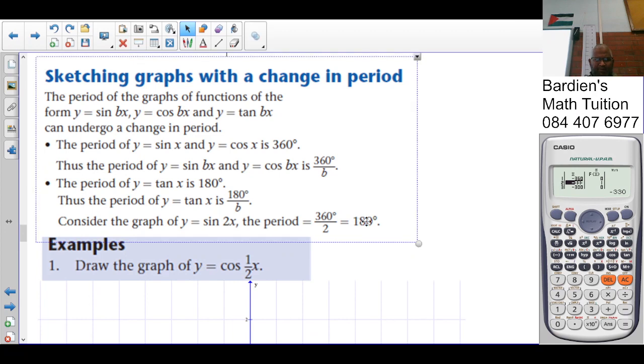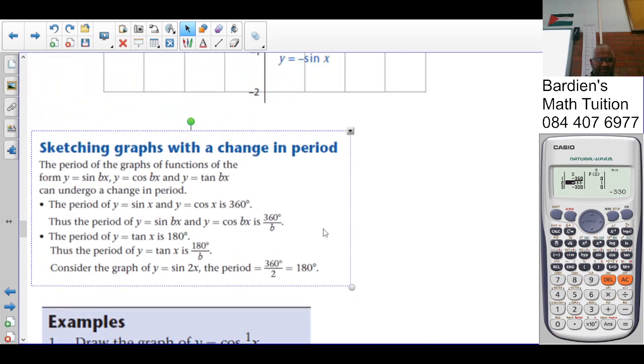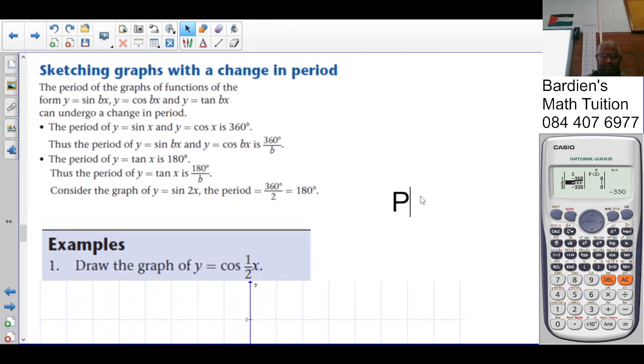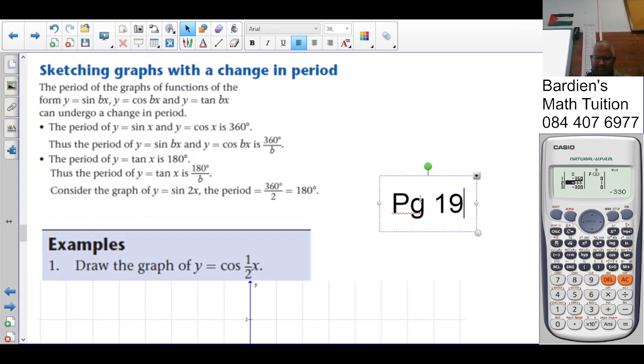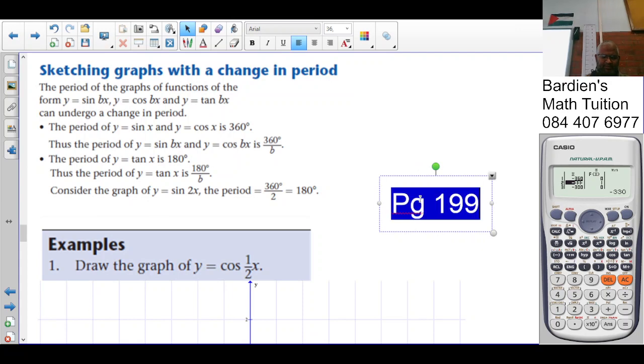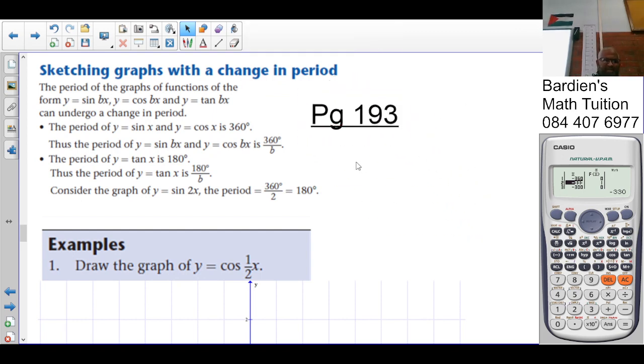Okay, people, what page are we on? Page, yes? Page 193. Okay. Alright, so sketching graphs with a change in period. This we went through already.